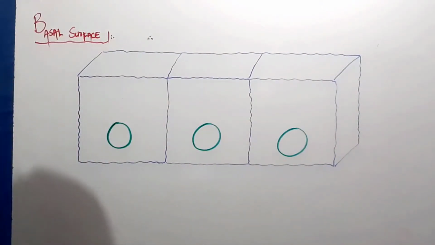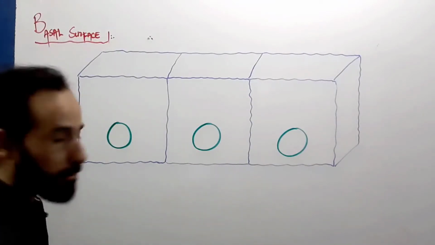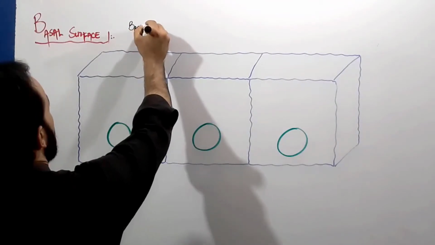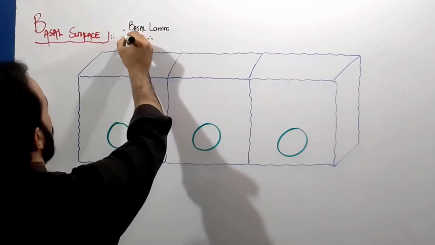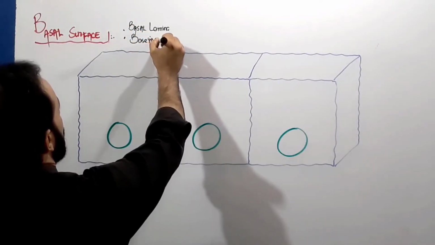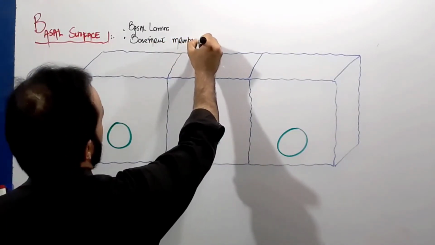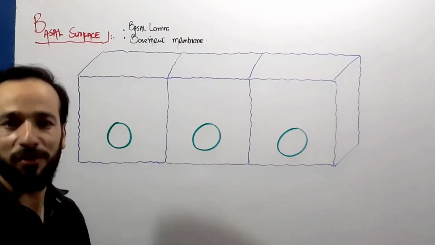So I mean to say that we are going to discuss the basal lamina or basement membrane, right? So I am writing here, I am discussing the basal lamina, or we call it basement membrane. Right friends, let us discuss the structure and composition of the basement membrane.